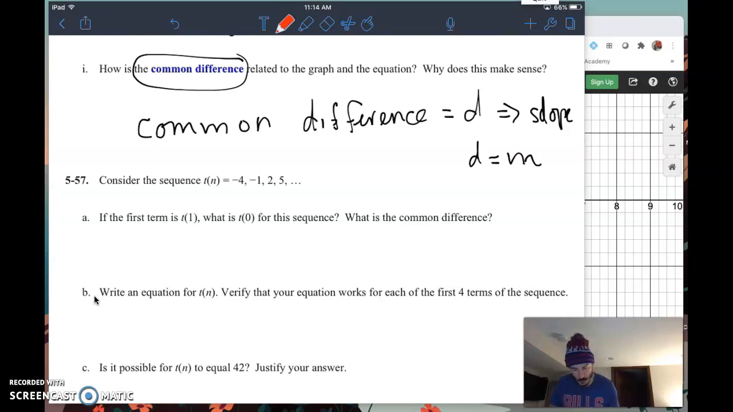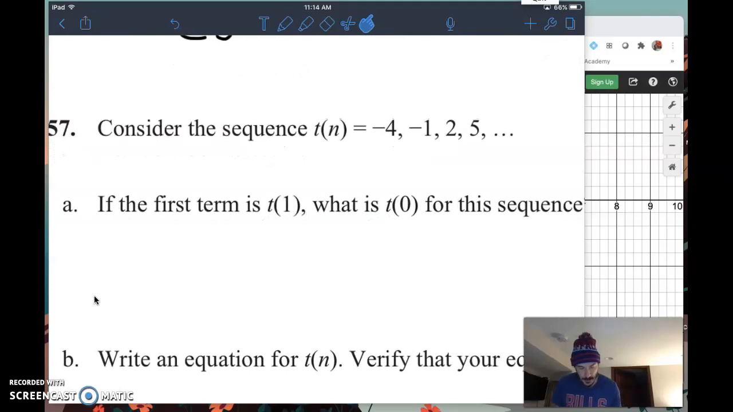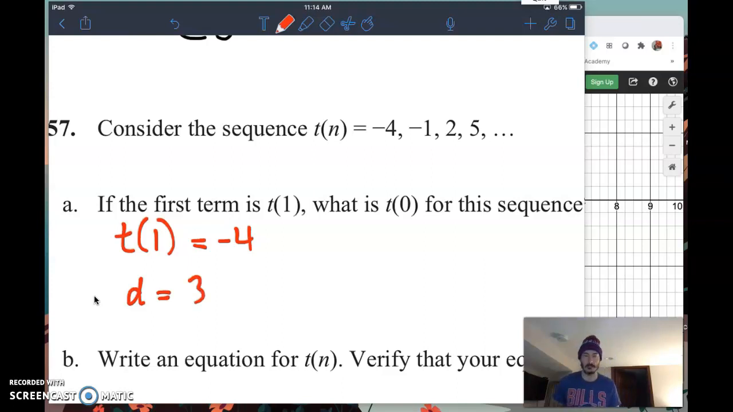Well, the first term is really easy to identify, and I can see it there. T of 1 equals -4. The other thing that I really want to identify quickly is that common difference. What am I going up or down by? And this one's pretty nice. I'm adding 3 every single time. Okay, so if this is T of 1, I can work backwards by 3 to find T of 0.